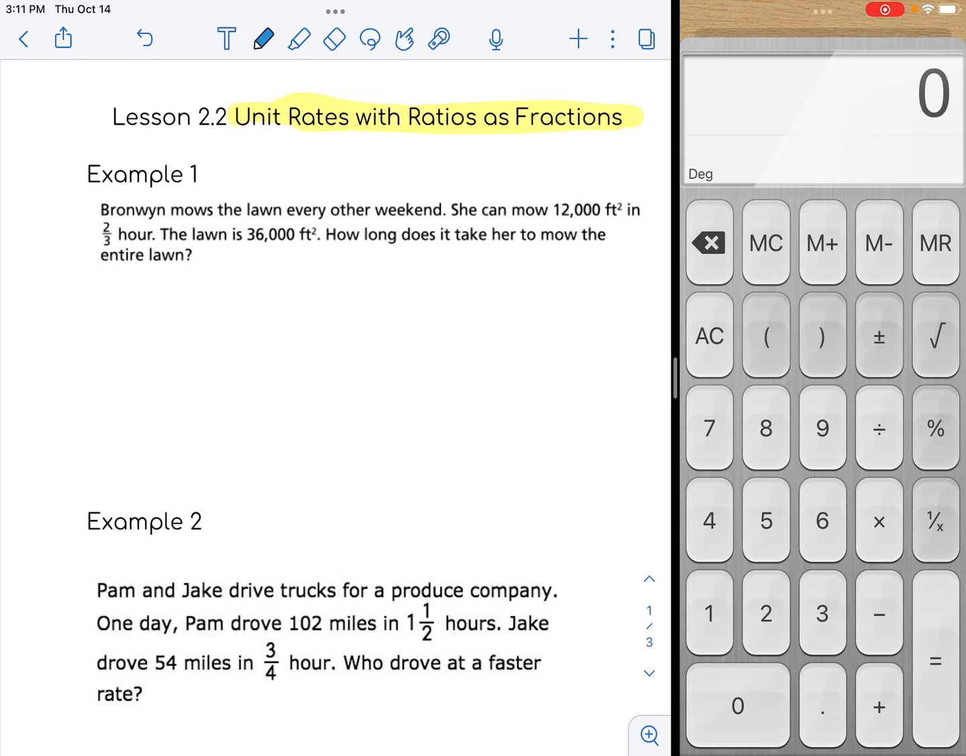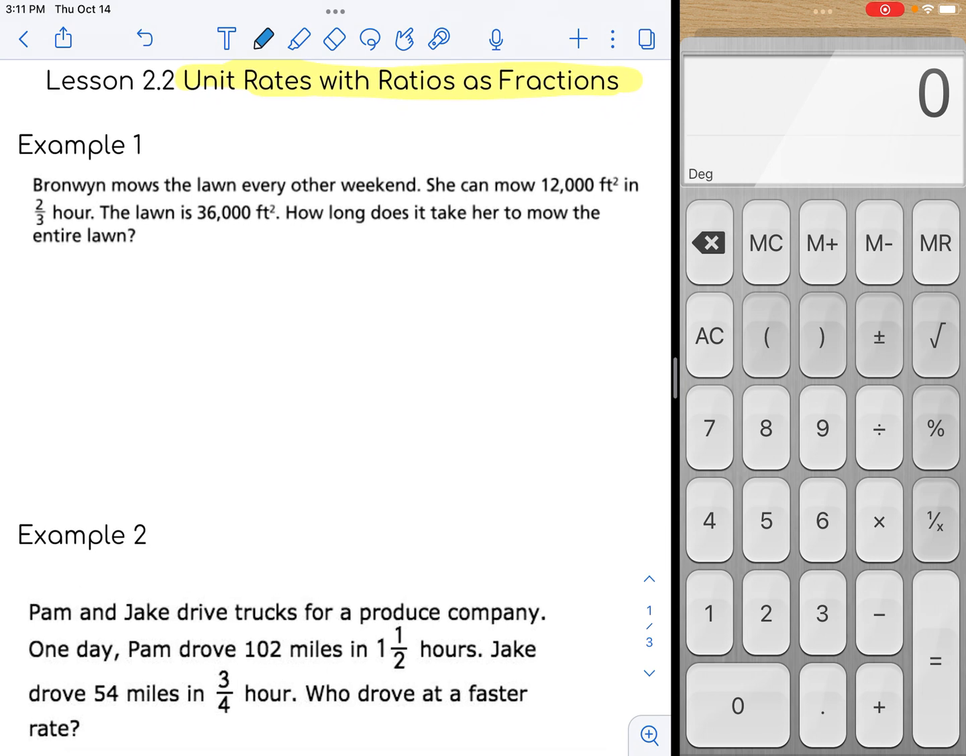So for example 1, Bronwyn mows the lawn every other weekend. She can mow 12,000 feet in 2/3 hours. So 12,000 feet on top, and she can mow that in 2/3 hour on bottom. So this is what a rate looks like when we have a fraction there. But now the problem is telling us, what if the lawn is 36,000 feet? How long would it take her to mow that entire lawn?